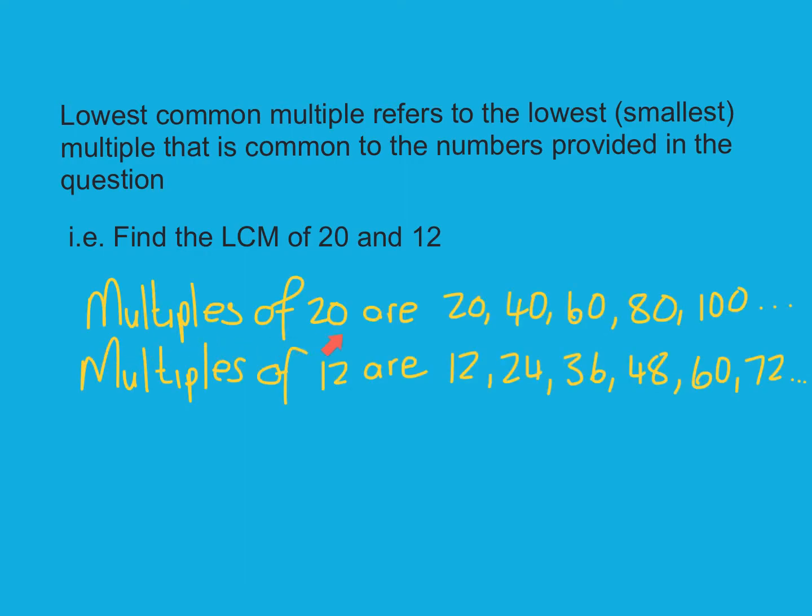Alright, so the multiples of 20 are 20, 40, 60, 80, 100, and those dots mean they go on forever. Multiples of 12 are 12, 24, 36, 48, 60, 72, and the dots mean we go on forever. Alright, so we have a look at our various multiples here, and we try and find our lowest common one. 20, 12, 24, 40, no there's no 40, 60, there's a 60. So the lowest common multiple is 60. There you go.